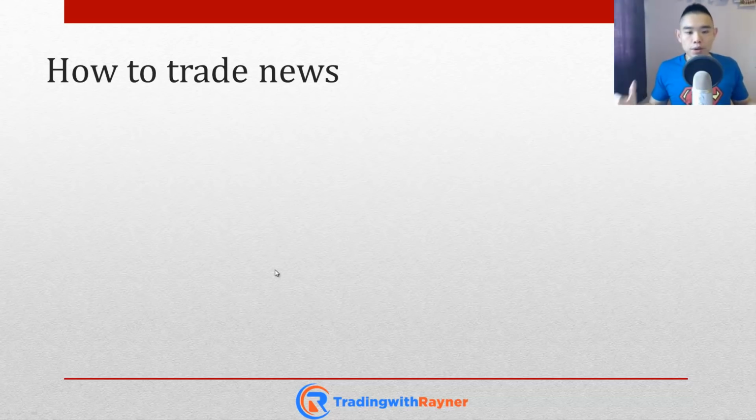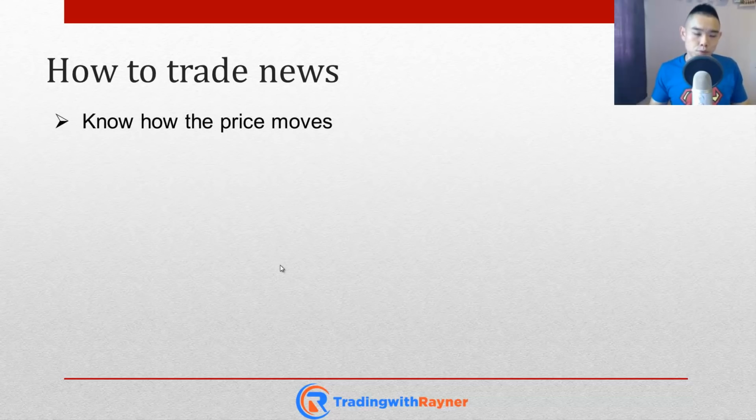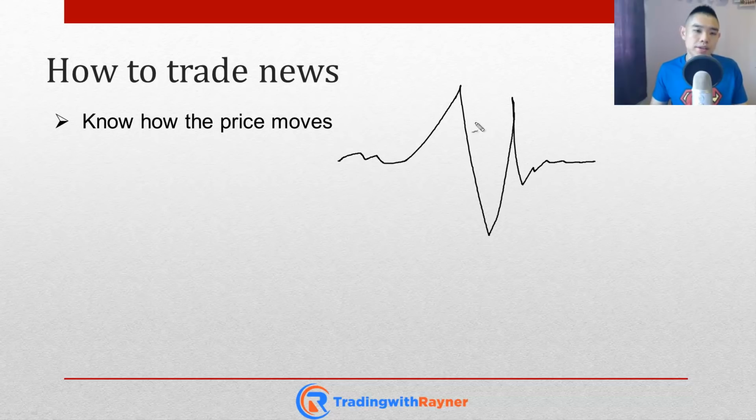Okay, so first thing that you must know is number one, know how the price moves. Generally, whenever a piece of news release comes out, the price usually goes like this: the market goes quiet for a while, then it spikes up, comes back down, goes back up, and then it goes a little bit quiet. There are many variations to it, but usually the market whips up and down, and then it goes quiet a little bit.